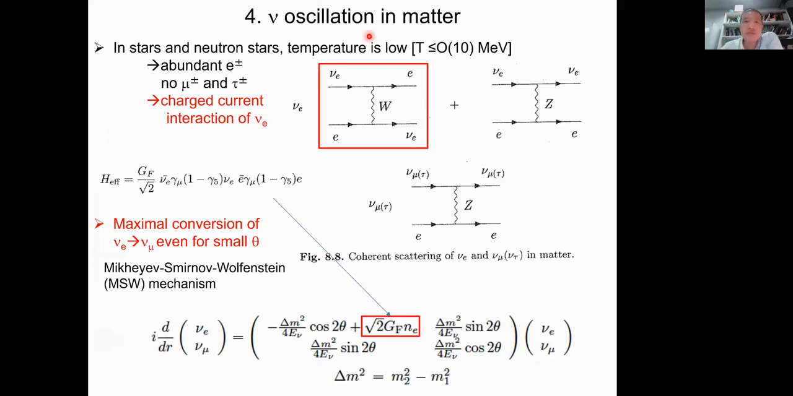So let's see what happens for neutrino oscillation in matter. In stars and neutron stars, there are many baryons and electrons, but temperature is low, less than 10 megaelectron volts. At this low temperature, there are abundant electrons and positrons, but no muon and tau. Because of that, charged current reactions are possible only for electron type neutrino and anti-electron type neutrino. So electron type neutrino can interact via two types of reactions shown here, Z exchange and W exchange. On the other hand, mu type and tau type neutrinos can only interact by neutral current.